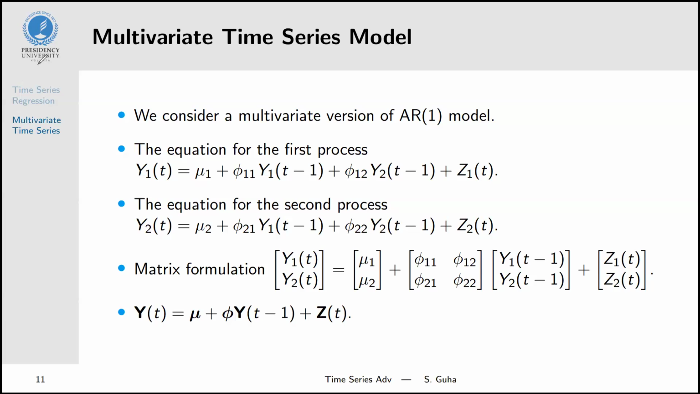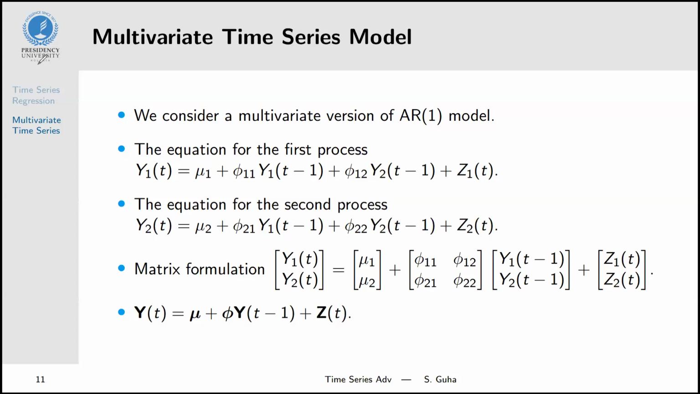Similarly, I have y1,t-1, y2,t-1. Both of them together, I call them bold Y t-1. And finally, I have this z1t, z2t. Both of them together, I call it by the name bold capital Zt. So this is the most compact formulation of this vector autoregressive model of order 1.